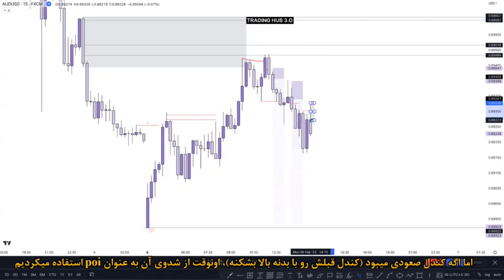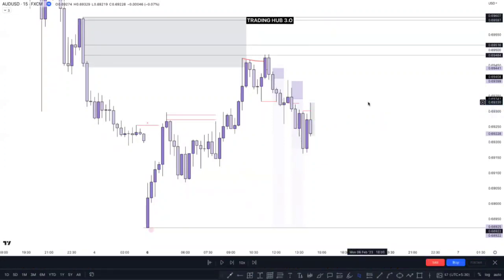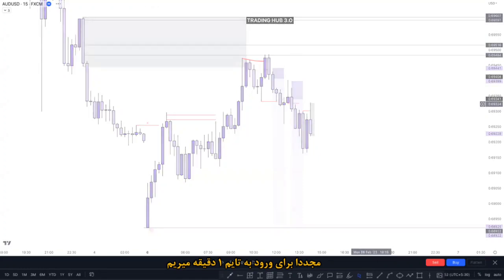The same thing happens with a bullish candle. If a candle closes above it, right? This is a bullish candle, for example. So we can mark this shadow as a PY, right? Now you have to again switch to a 1 minute time frame. Then you can take entry here for sell.